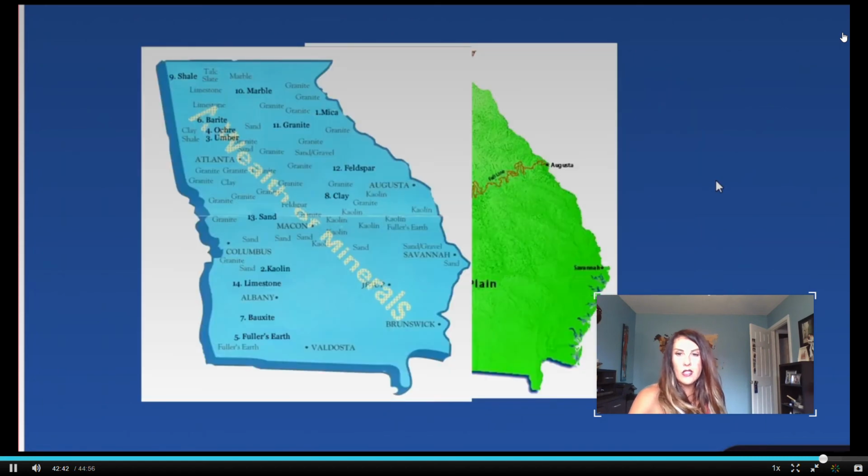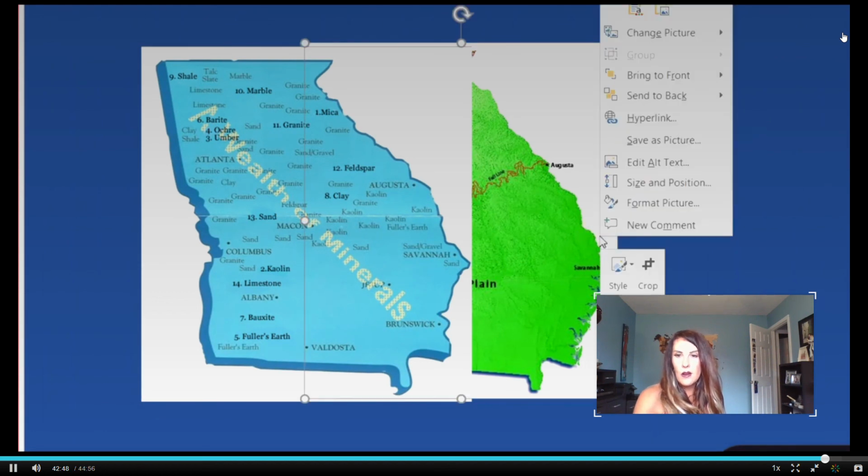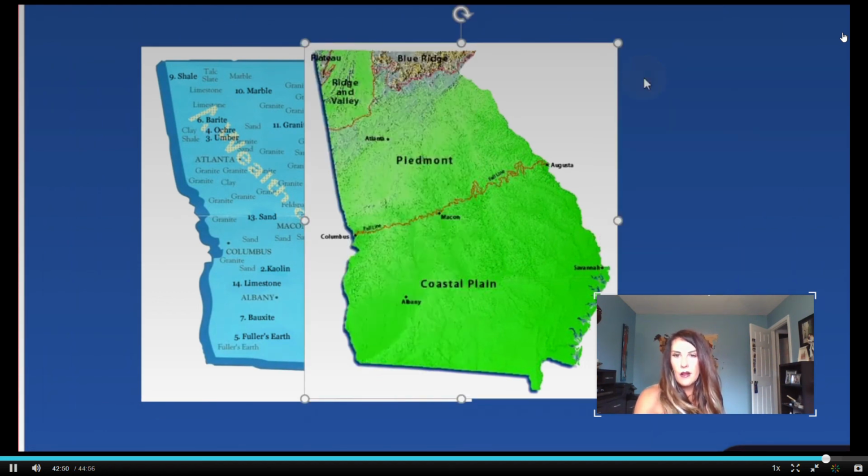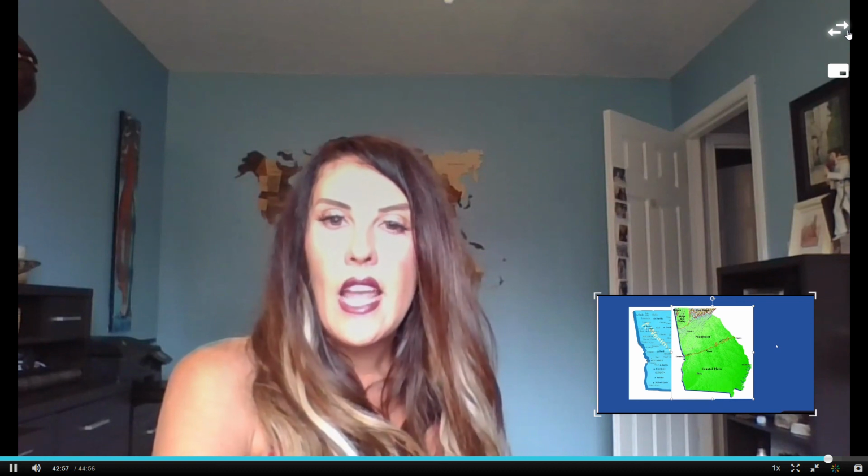In the state of Georgia, we talked about the different physiographic regions of the state, where you have the Appalachian Plateau, the Ridge and Valley, where Berry College is, the Blue Ridge, the Piedmont, and the Coastal Plain. When we look at those different physiographic regions, they have undergone different type of processes.